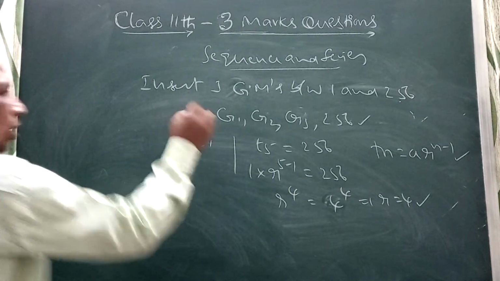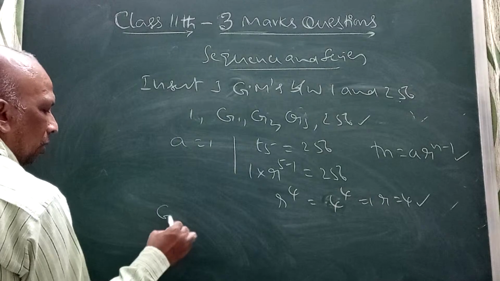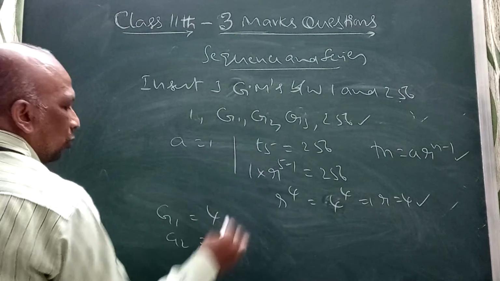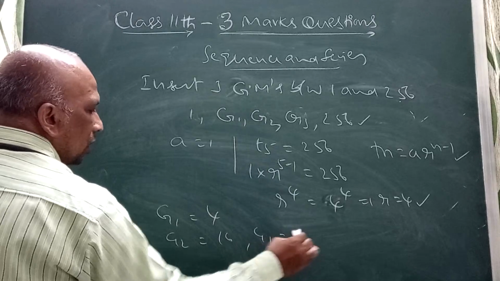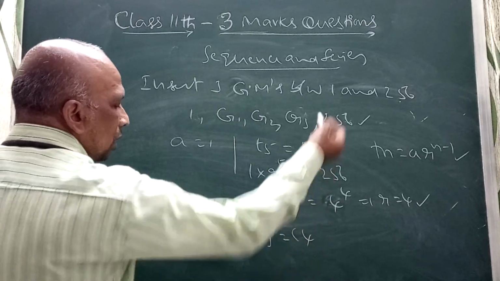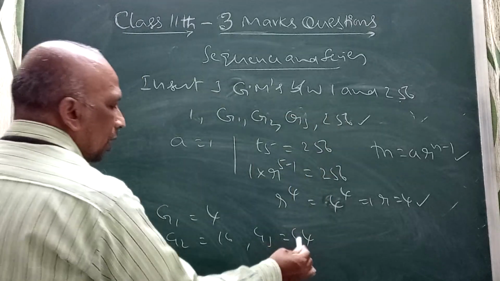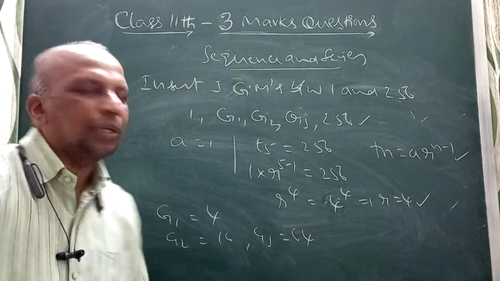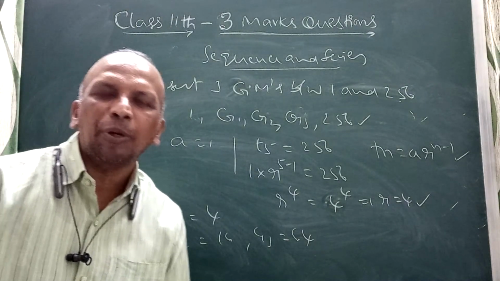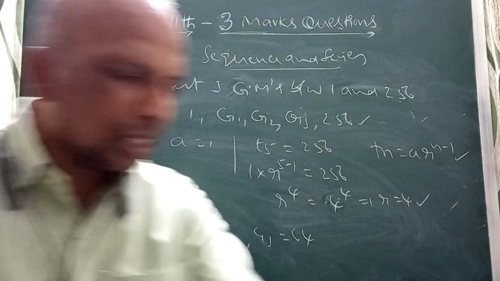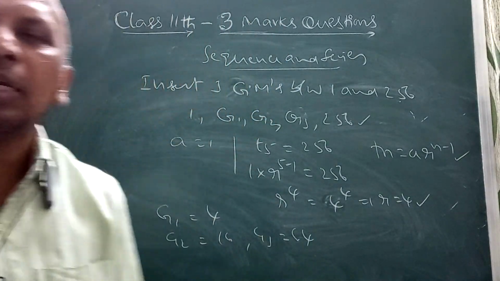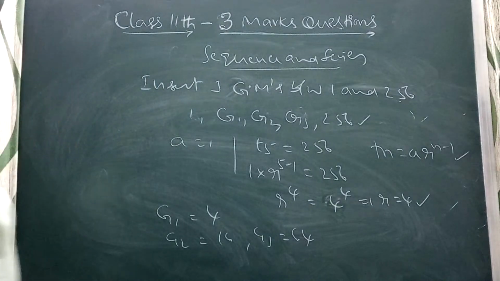Then I can write G1 is equal to 1 into 4, that is 4. G2 is equal to 4 into 4, that is 16. G3 is equal to 64, and the next term is 256. So G1, G2, G3 we can write. You can use the formula to find that. They will ask to insert either AMs or GMs.